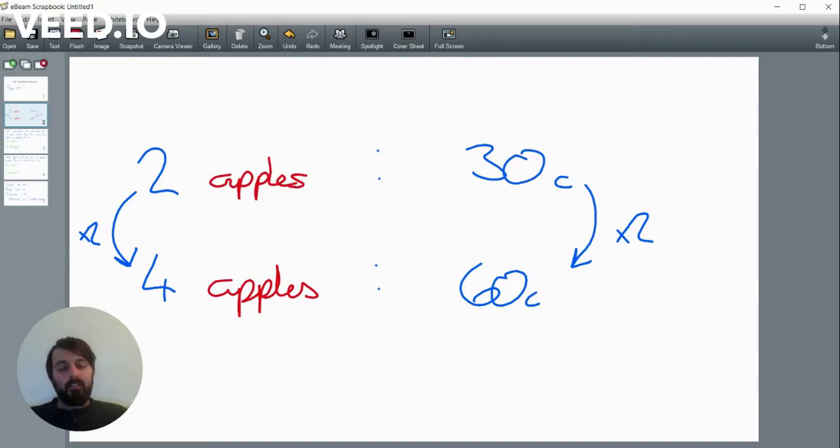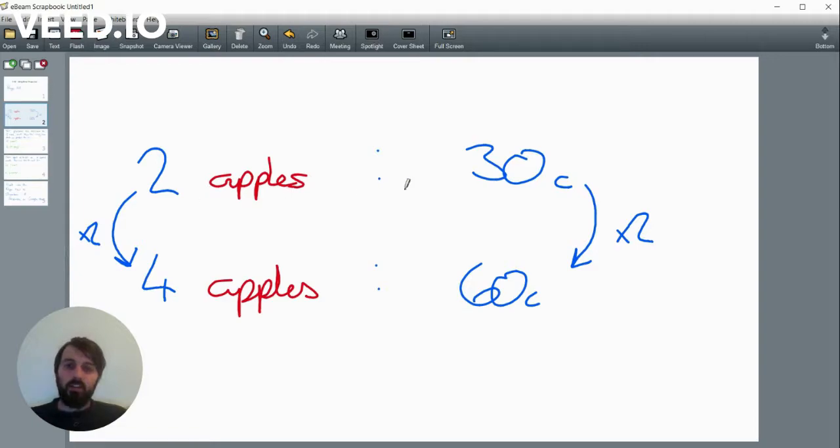So we get 60 cents. So this doubles and this doubles. It's increasing by the same proportion. You can't say it increases by the same amount, because here we've added 2 apples, and here we've added 30 cents. So it's not the same amounts, but it is the same proportion. That's why we have a confusing sounding title.